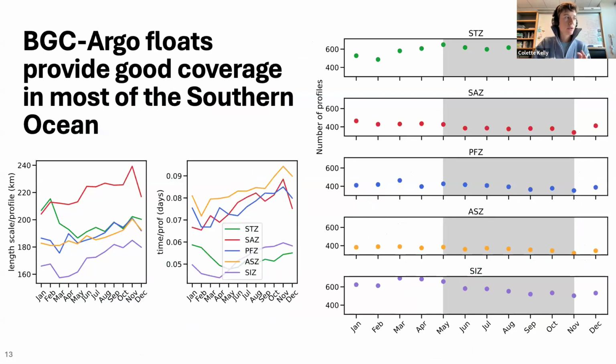Here I'm just showing the decorrelation length and time scales for different Southern Ocean zones, as well as the number of profiles we have in each zone and each month, just to really hammer home the point that we have really nice, even coverage in each Southern Ocean zone and each month from our BGC Argo float data set and the predicted N2O associated with that data.